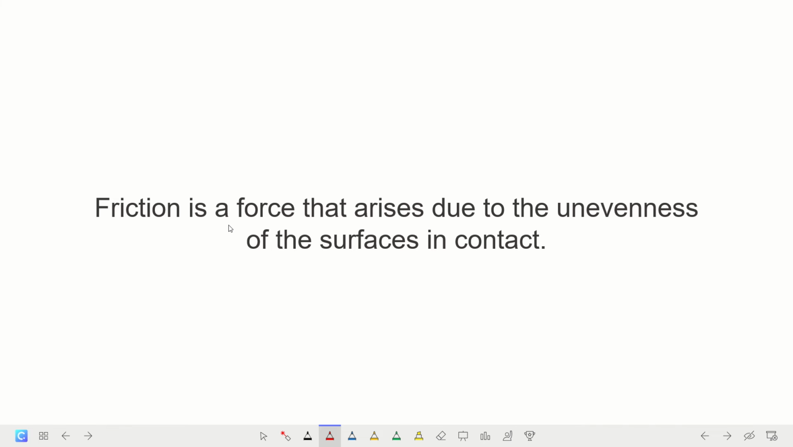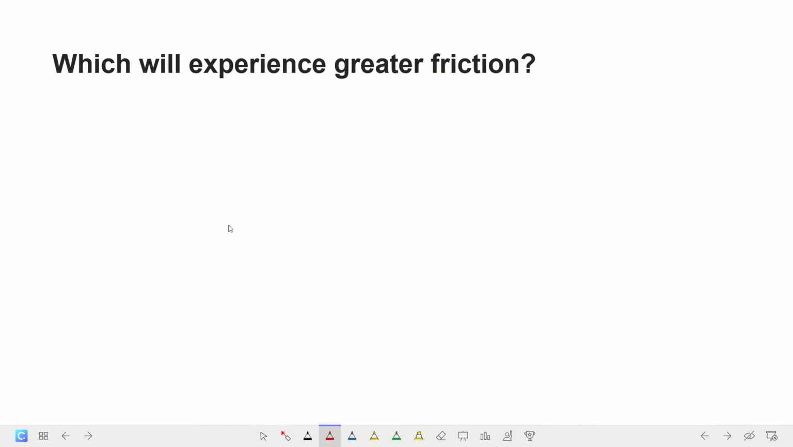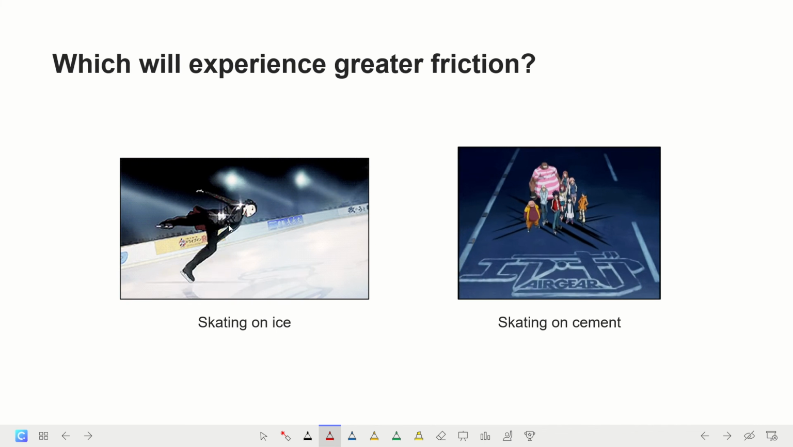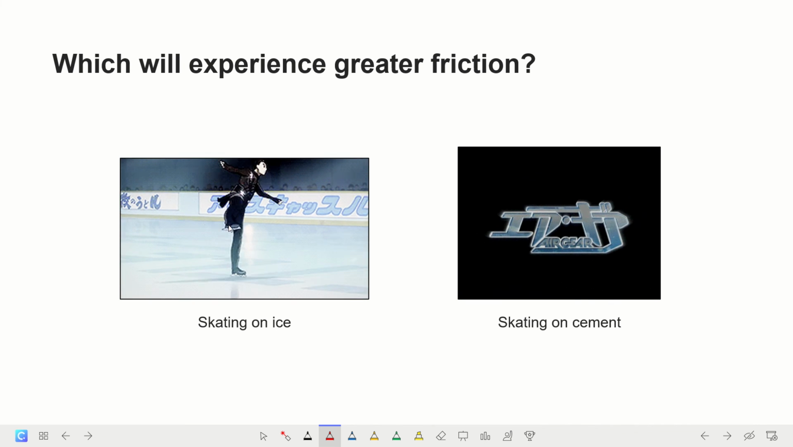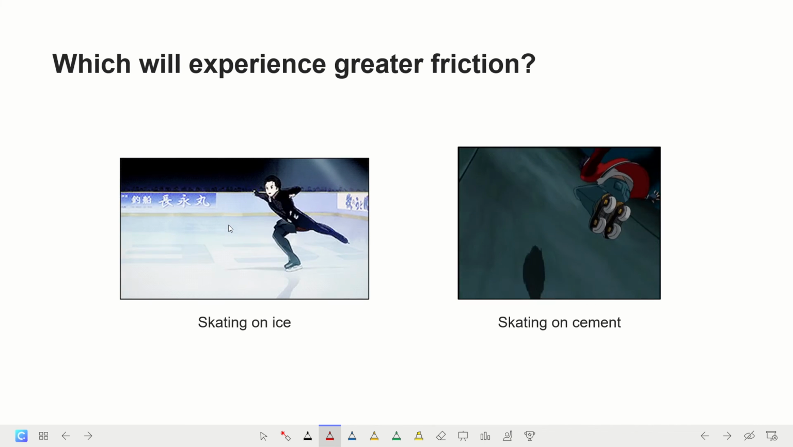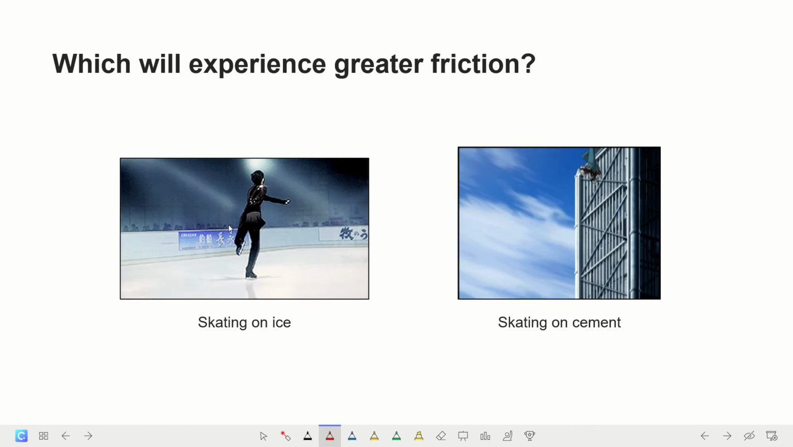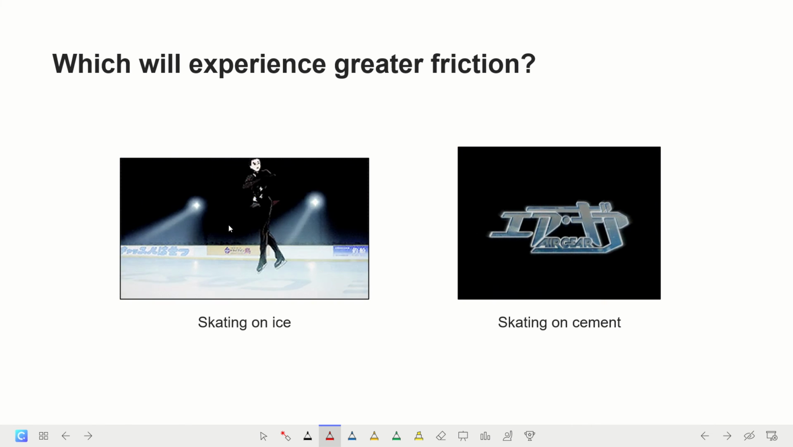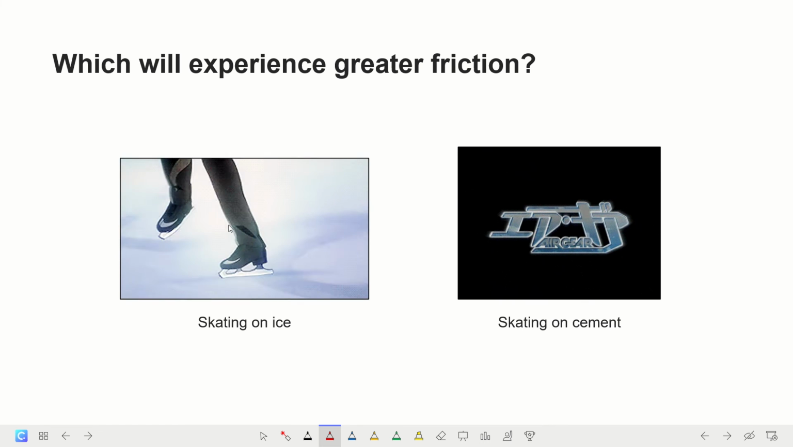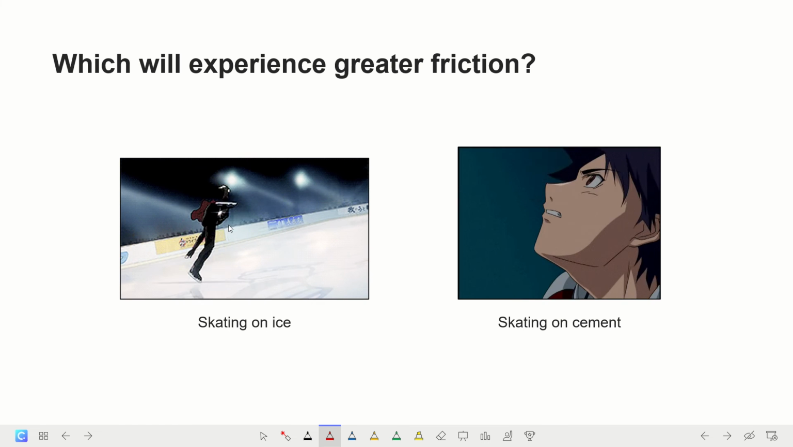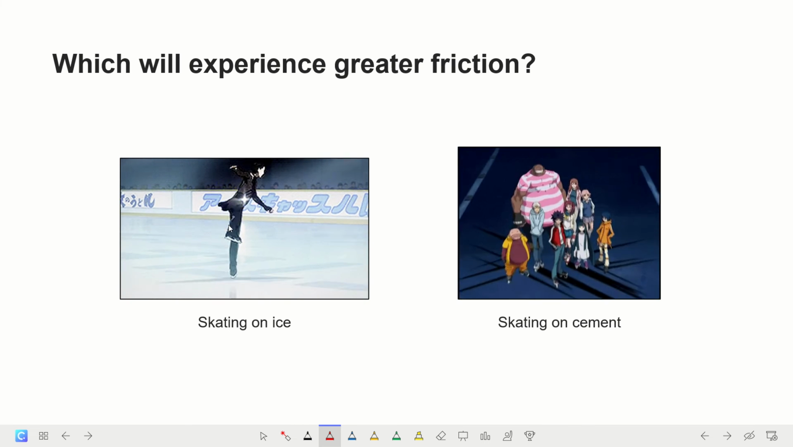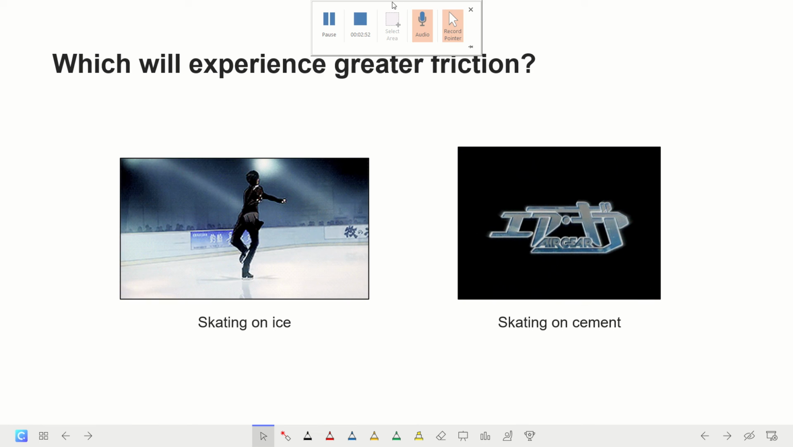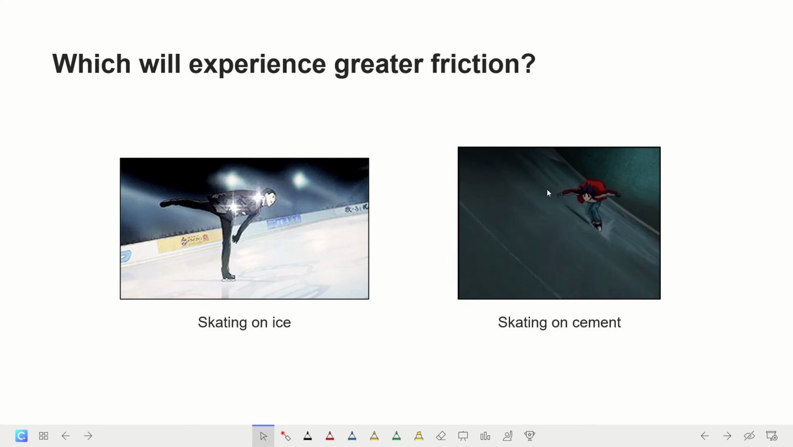So for example, we have here two skaters. One is an ice skater, the other is a roller skater. The roller skater is skating on cement, on asphalt, and the ice skater is skating on a smooth surface. So which between the two will experience greater friction? We know that the one who will experience greater friction is the skater who is skating on cement.